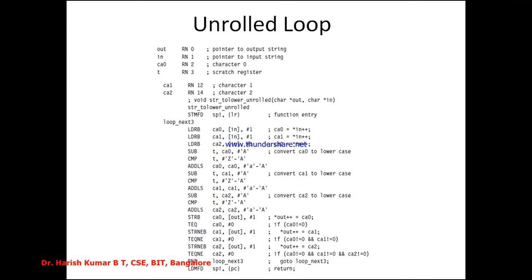Now unrolled loop, the same example which I showed you in the previous example, the same thing I've put here also. This particular loop is unrolled 3 times in order to convert a single character from uppercase to lowercase. So loading all the 3 elements here, and these 3 will convert the first element from uppercase to lowercase. That means you have avoided using this BNE for 3 times. That means 3 into 3, 9 clock cycles you have saved.